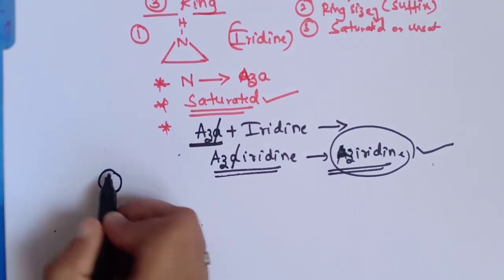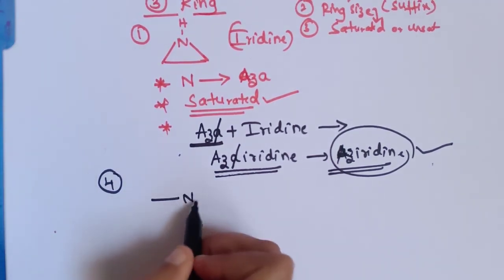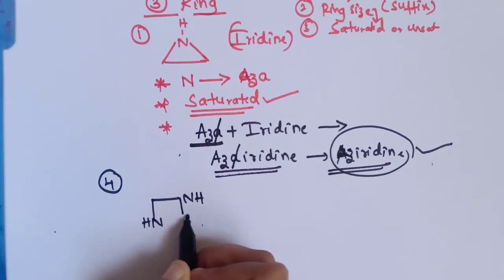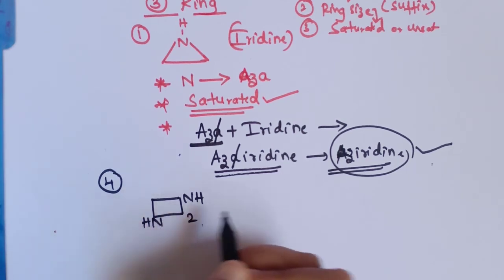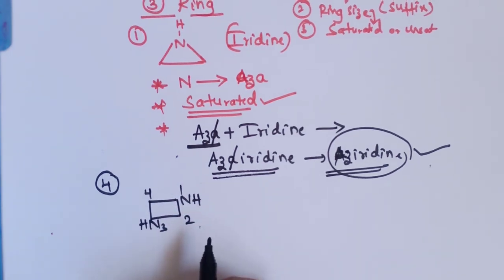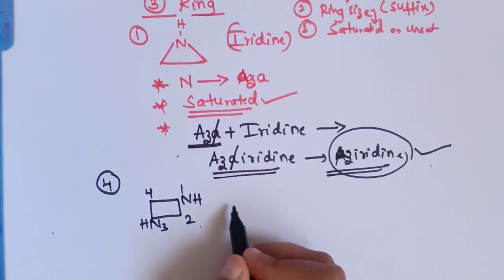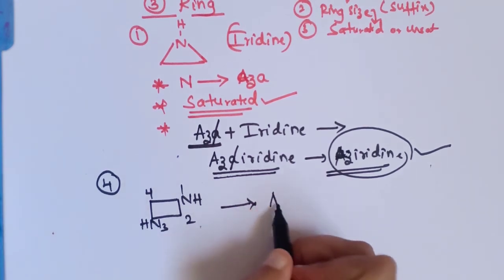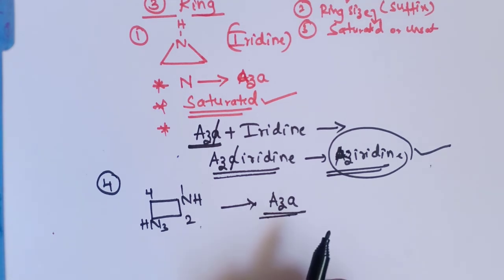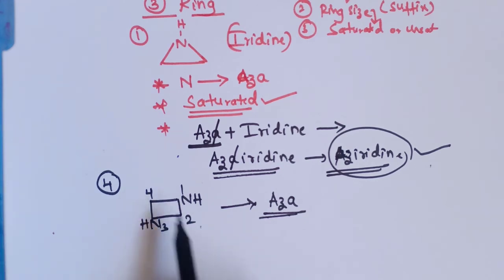Now, the 4-membered ring with NH and NH, numbered 1, 2, 3 and 4. Here the compound has nitrogen, so it is aza. The numbering is given according to the lower priority. It is 1, 2, 3, 4, so we can name it as 1, 2, 3, 4 or 1, 2, 3, 4.